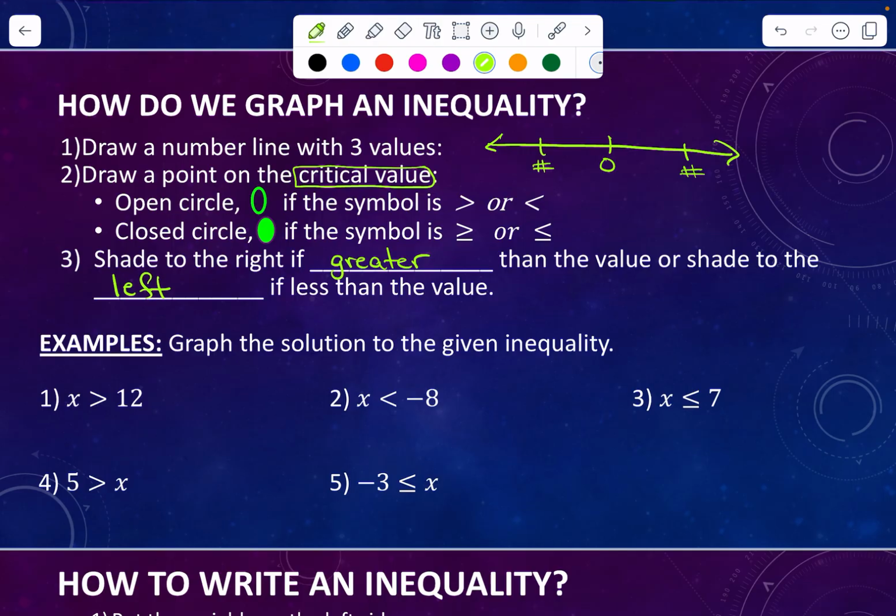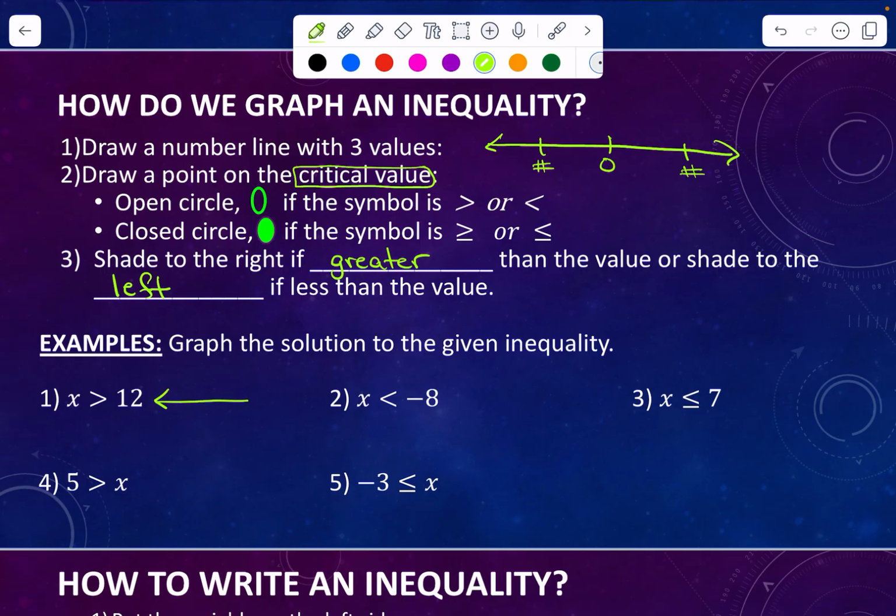Now do not just assume by looking at the symbol. You have to read the statement, because sometimes the variable is on the opposite side, so you need to be able to read it from both ways. Let's take a look at the first one. It says x is greater than 12.